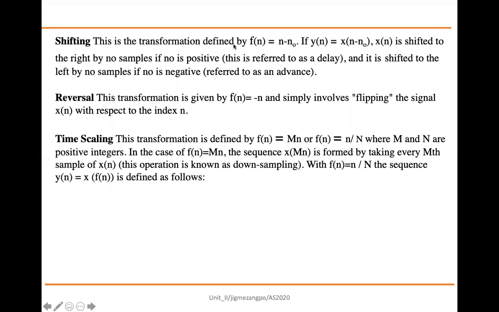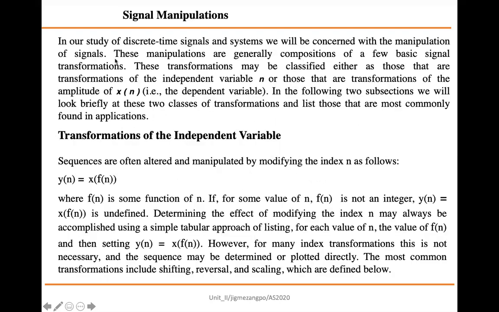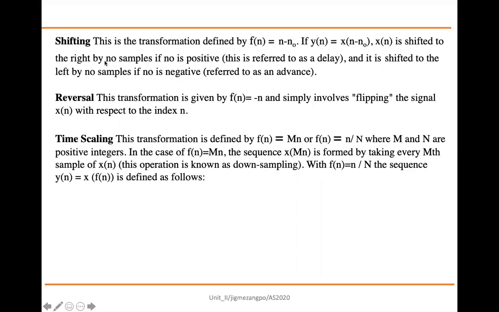This is the transformation defined by f of n is equal to n minus n naught. If y of n is equal to x of n minus n naught, then x of n is shifted to the right by n naught samples if n naught is positive. So it is shifted to the left by n naught samples if n naught is negative.